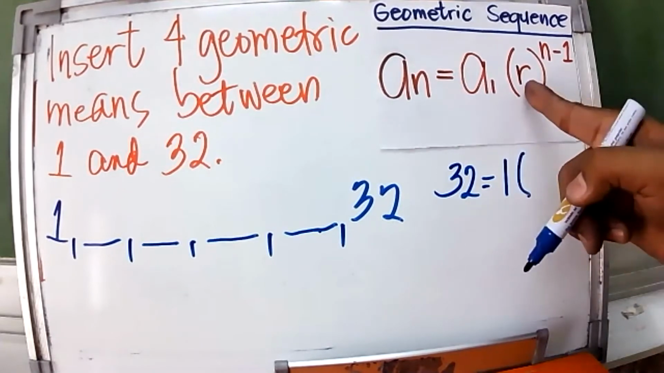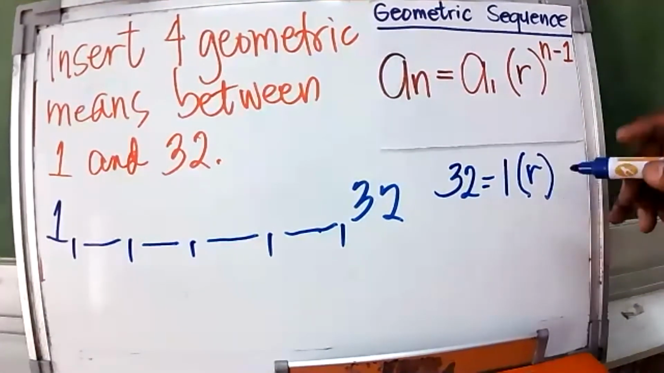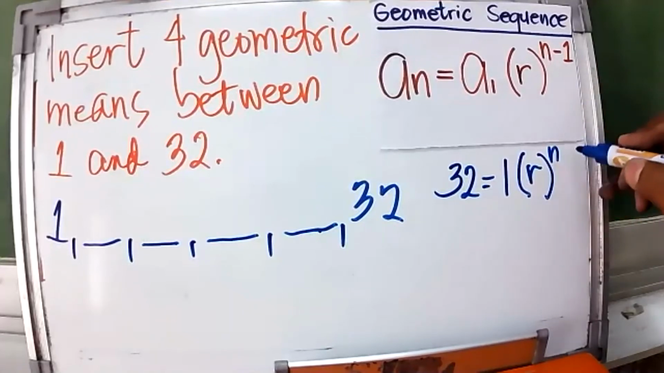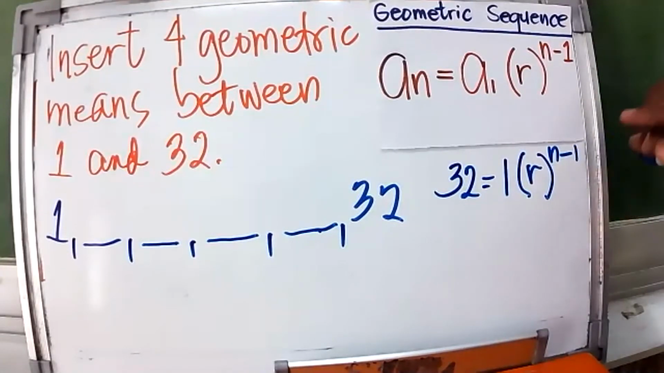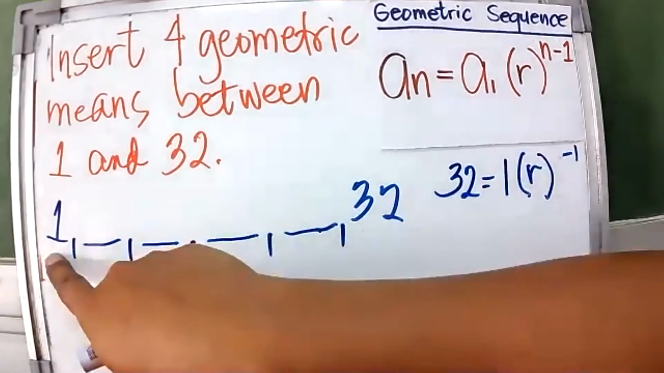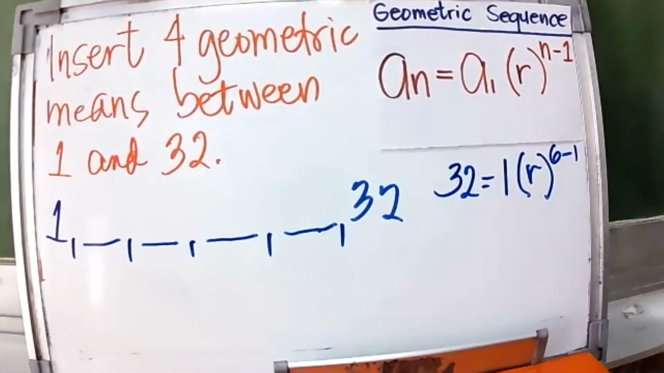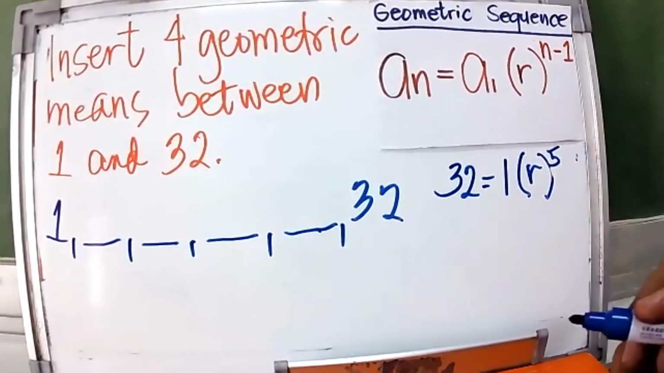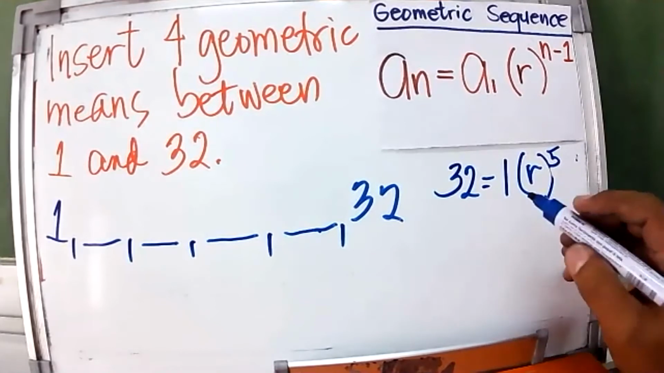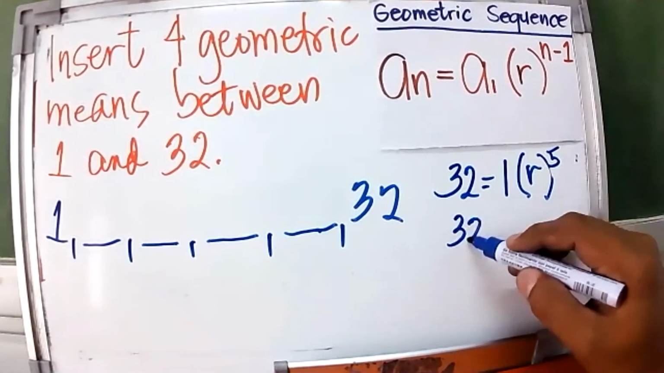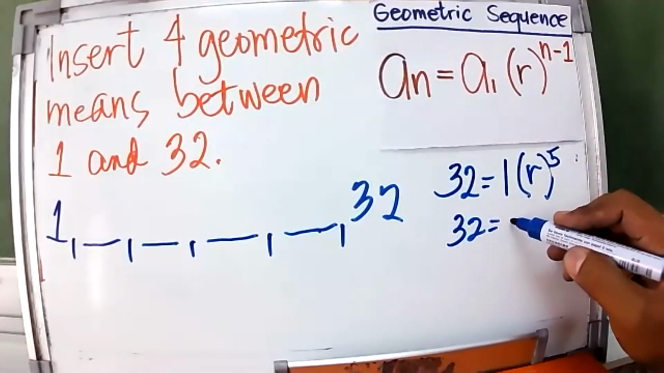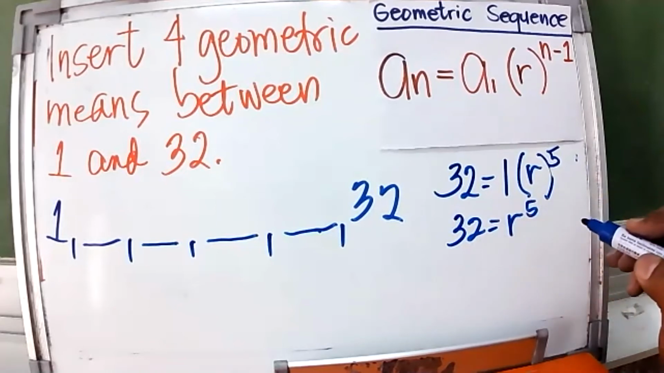Times our common ratio raised to n minus 1. And the n is 1, 2, 3, 4, 5, 6. That's 6 minus 1, and as simple as 5 lang. Okay? Now, that becomes 32 is equal to 1 times r raised to 5. That's r raised to 5.